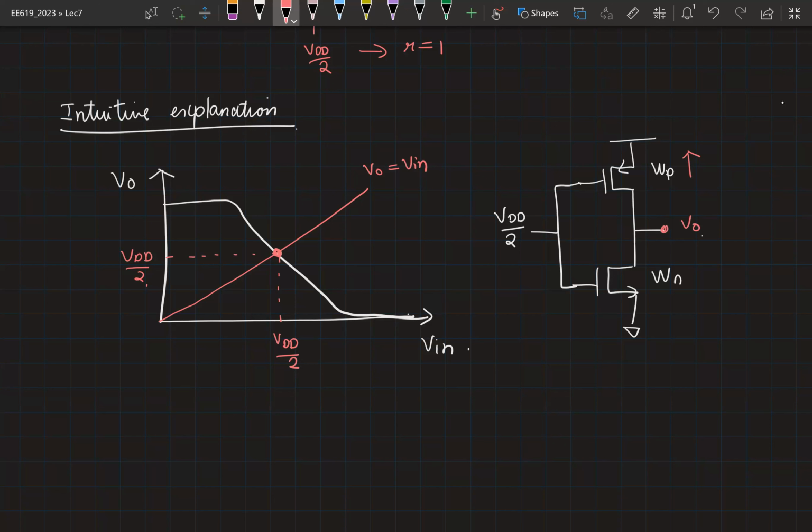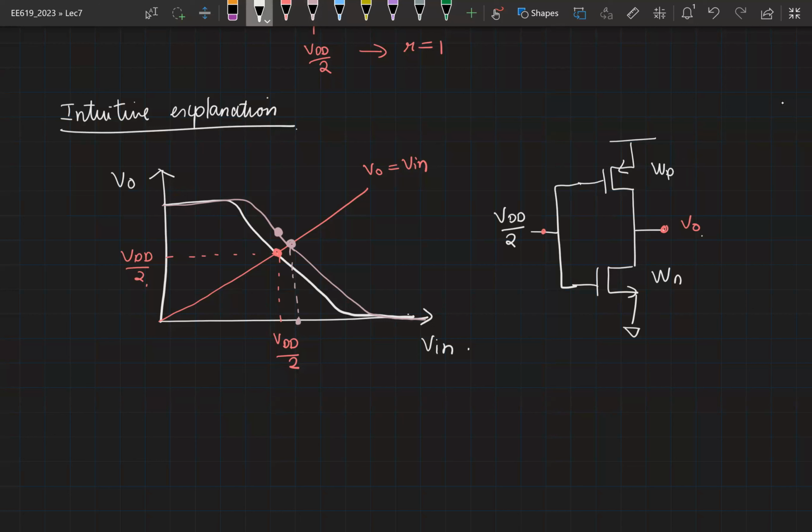So corresponding to the input VDD by 2, now our output is going to be more than VDD by 2. That means the new curve is going to look like this. So your new midpoint voltage is this, which is to the right of VDD by 2. This is higher than VDD by 2. This is okay. And we can repeat the same exercise with the NMOS transistor.